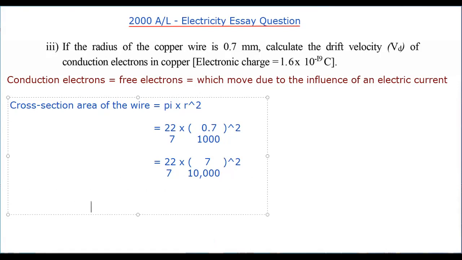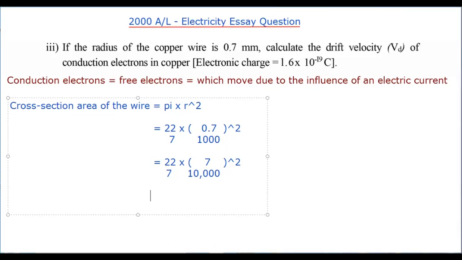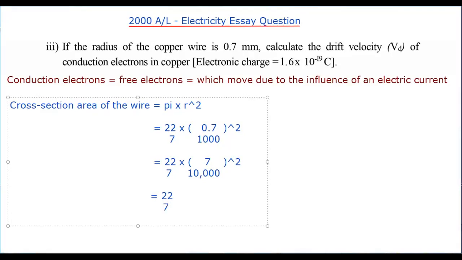So the final answer will be, listen here, easily simplified. Highly mathematical simplifications are there. Finally, this 22 over 7 will be there as it is. It will not be changed. Multiplied by the square, so this will be 7 divided by 10,000. Square means another similar term, another 7 divided by 10,000 will be there. Can you understand that?